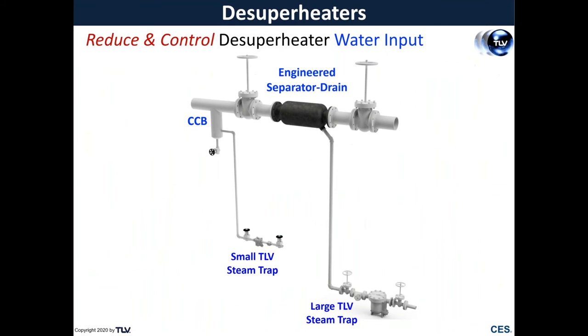So the two most effective design components to help reduce water input from a desuperheated line are an extended collection leg known as a condensate collection bottle, or excessive condensate flow removal, and an engineered separator drain for wet steam conditions.